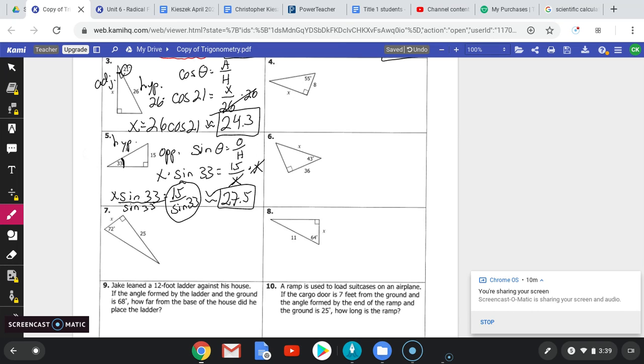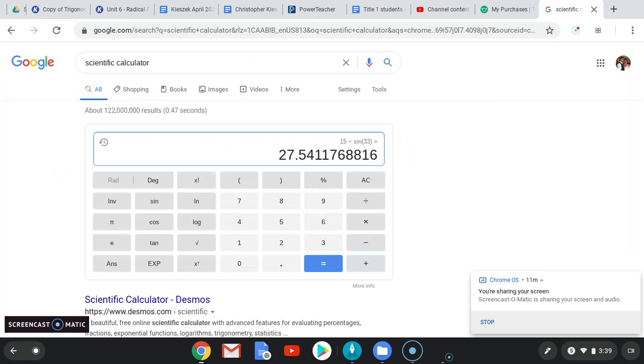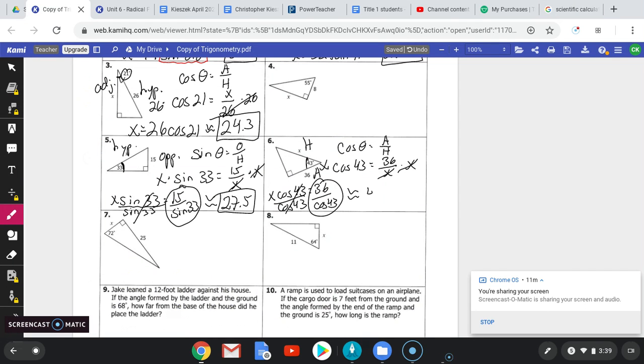Let's look at one more like that. So for number 6, that's 43 degrees. This side is adjacent. That's the hypotenuse. Which trig function deals with adjacent and hypotenuse? That would be cosine. Cosine theta equals adjacent over hypotenuse. Cosine of 43 equals 36 over x. We solve for x. So x times cosine 43 equals 36. Then divide each side by cosine 43. And this is what we put into the calculator. So 36 divided by cosine 43. And that's around 49.2. And that is how you use these trig ratios to find missing sides, and also how you use your calculator.